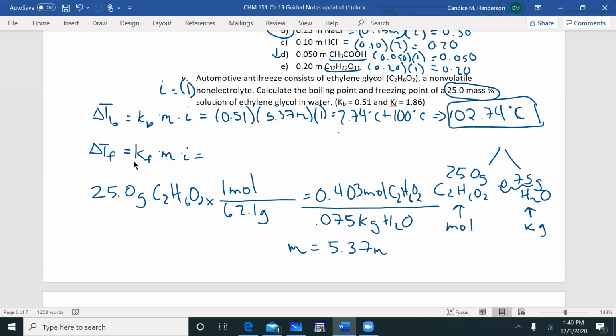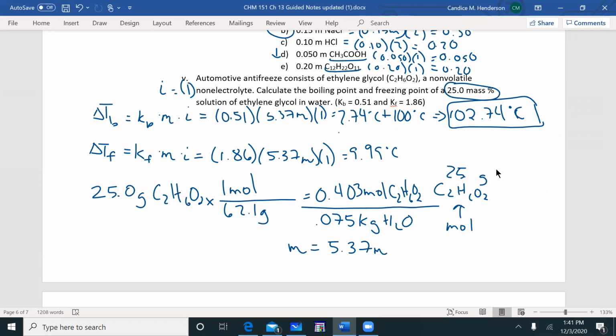Now, the freezing isn't going to be much different. The only thing that shifts is our KF value. So we have 1.86 here. So it has a little bit more of an effect on the freezing than it does on the boiling. We have the same molality, 5.37, and we still have the same i value, which is 1. So in this case, we have a value of 9.99 degrees Celsius. And again, it's not enough to just write that, because the problem isn't asking what's the change, it's asking what is the new freezing point.